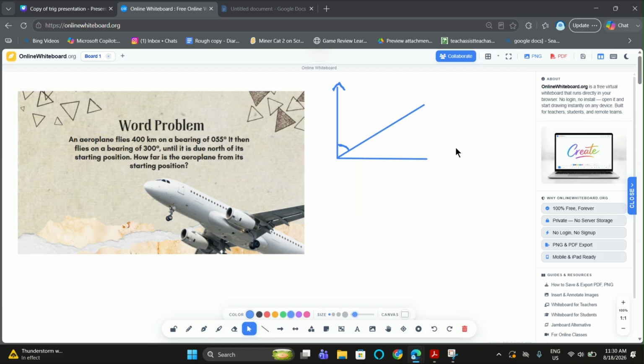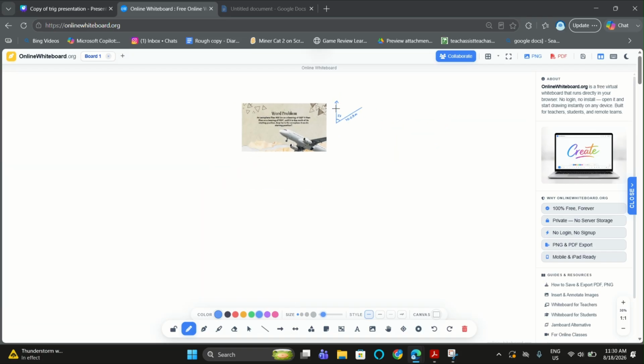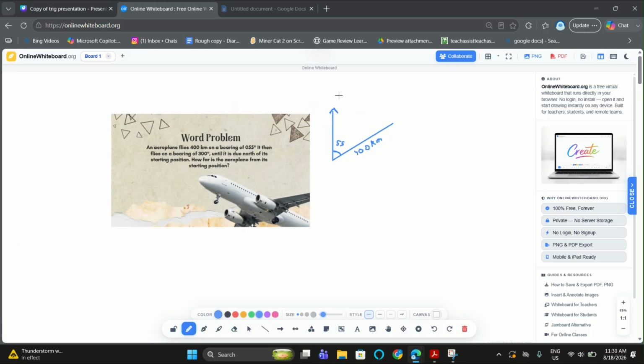I'm going to erase this line because we don't need it and it's just going to get me confused. And I put 55 degrees here. And I put 400 kilometers here. Cool? Now they're saying it then flies on a bearing of 300 degrees. I might have to zoom out a little bit. And this is good.